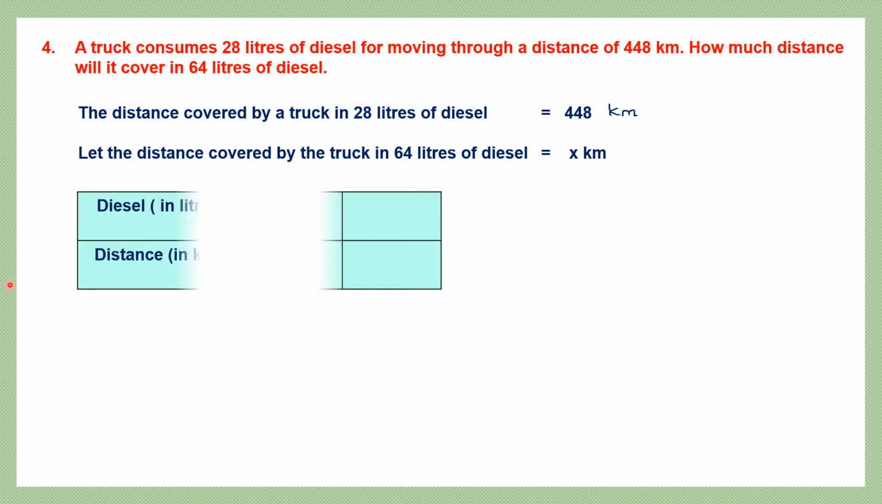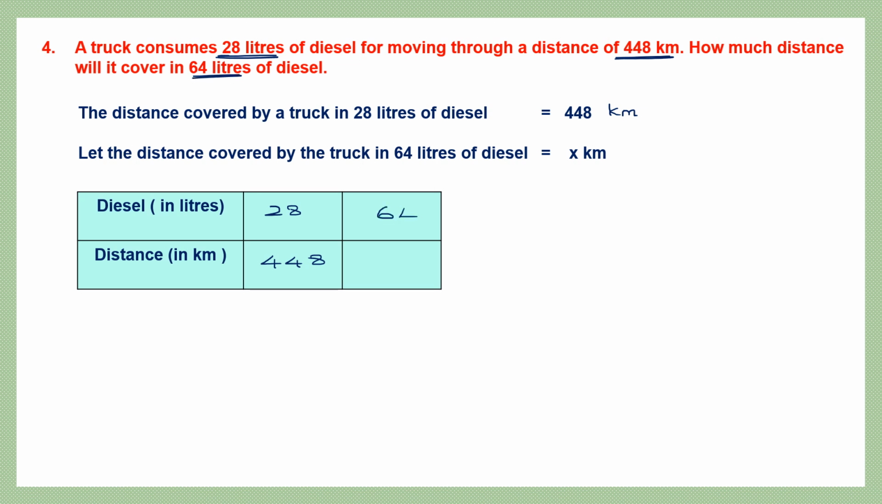So now let's draw a table. So here we have diesel in liters. That is, in the beginning we have 28 liters. So that is 28 and the distance is 448 kilometers. Then again we have 64 liters and the distance we don't know, so we said let it be x kilometers. So this is direct variation. So we can write 28 by 448 is equal to 64 by x.